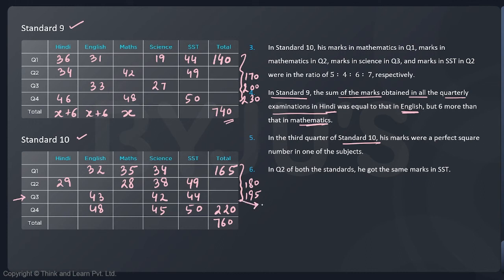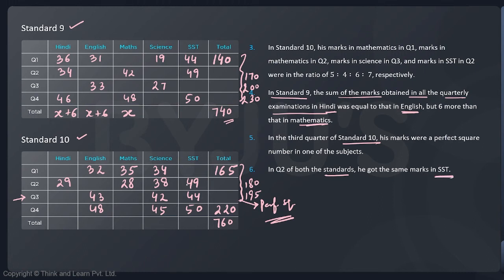So here somewhere you will get a perfect square, but we don't know where we would get a perfect square. So it can be here, it can be here. We will check where we can have a perfect square till now. And lastly, in quarter two of both the standards, he got the same marks in SST.